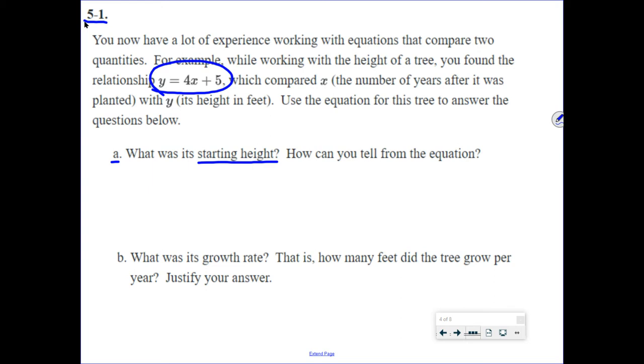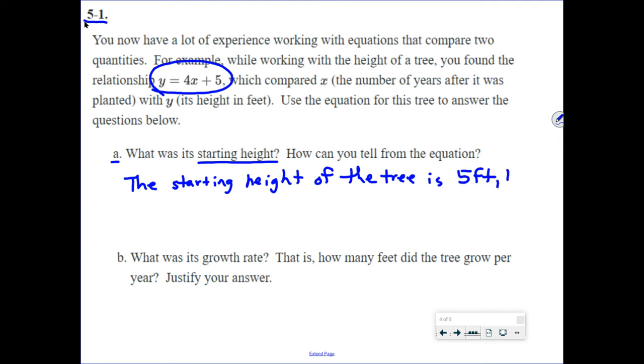Okay, here's what you should have had. Hopefully you have it. Ready? The starting height of the tree. Oh, tell me you did complete sentences, right? You didn't just plug in a number and leave it at that, did you? If you did, change it. Write this down. The starting height of the tree is 5 feet. How can you tell? Because it is the y-intercept. It is the y-intercept is what we're adding there every time.